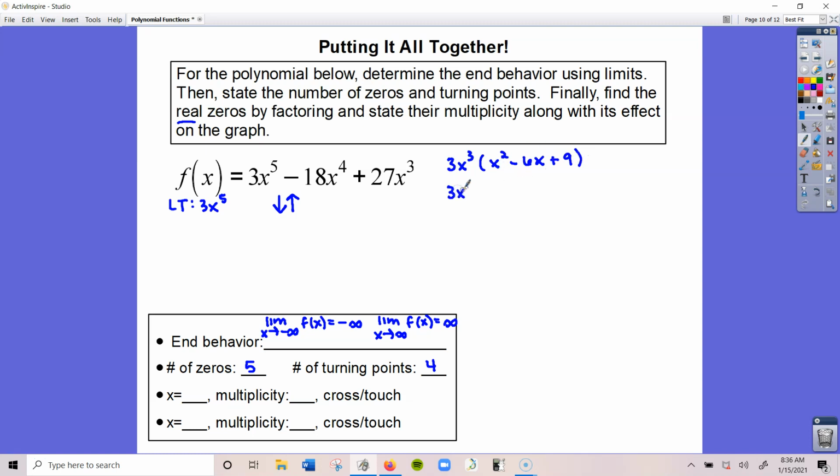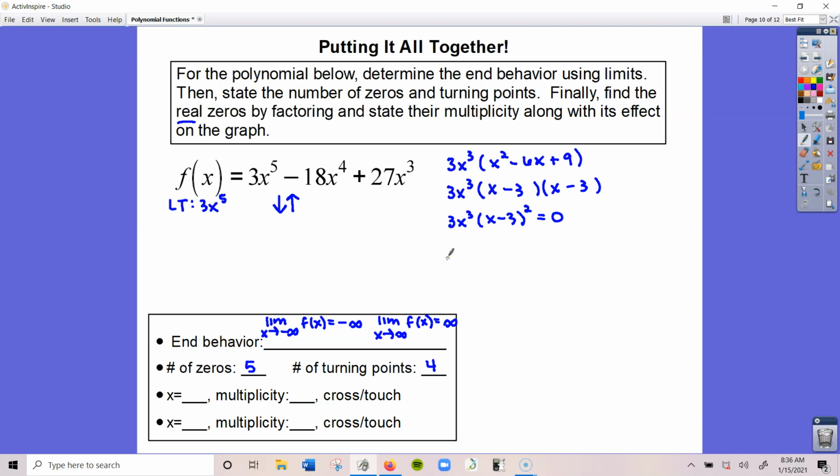So I have 3x to the third, the two numbers that would multiply to give me 9 and add to give me negative 6 are negative 3 and negative 3. And a more concise way of writing this would be 3x to the third, x minus 3 squared. And this is going to equal 0.